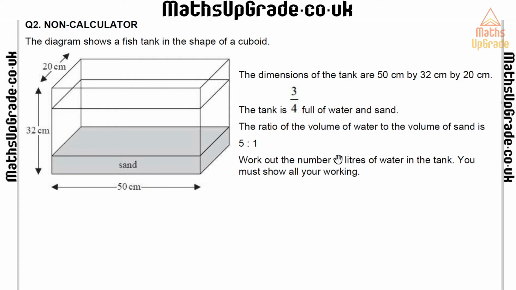So in this question, it's almost given the order in which you need to do things. The first thing you need to do is find the whole volume of the tank. Once you've found the entire volume of the tank, you can then find the volume of the water and sand combined. Then given this ratio, we can find the volume of the water, and then convert that into litres. So here are the steps I'm going to take.